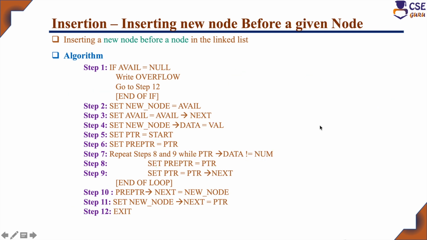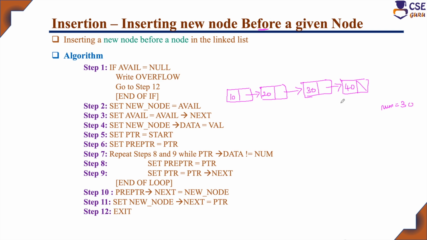Okay. Next, inserting a new node before a given node in the linked list. So here also you have to consider the singly linked list with some 4 elements. Any example you can take. Okay, no problem. This is 10, this is 20, 30, 40. I want to insert before 30. So now number I will consider it as 30. I want to insert a new node before 30. So in between 20 and 30, the new node should be inserted.